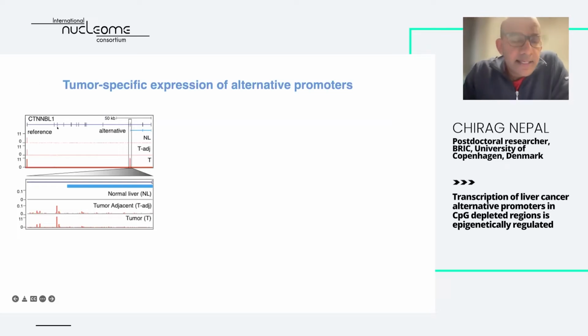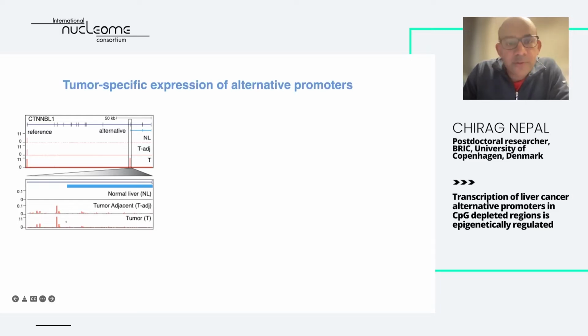So this is a schematic example of a beta-catenin L1 gene. Here you have a reference transcript, and here you have a reference alternative transcript. And here you have the CAGE tags for reference promoter and alternative promoter. And here this is a normal liver, tumor adjacent tissue, and the tumor. And when you project this alternative promoter, we see that the alternative promoter is not expressed in the normal liver. Okay, we have 9 normal liver samples, and then it's expressed in adjacent tissue, tumor adjacent tissue, and in the tumor.